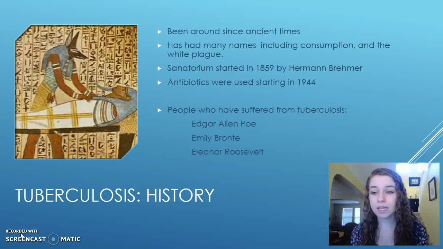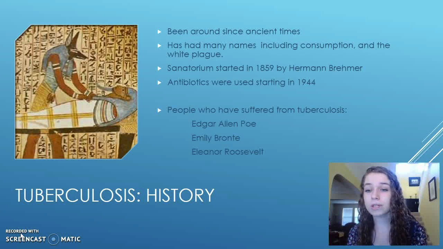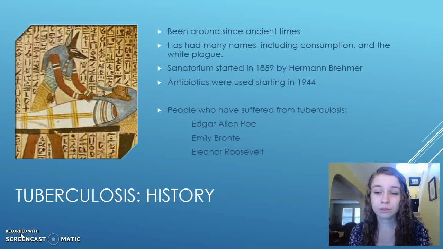The problem with this antibiotic is that the tuberculosis started to become immune to streptomycin. So there have been later developments since then of different antibiotics that hopefully will not become immune to tuberculosis. People who have suffered from tuberculosis are Edgar Allan Poe, Emily Bronte, and Eleanor Roosevelt, all of which have died from tuberculosis.